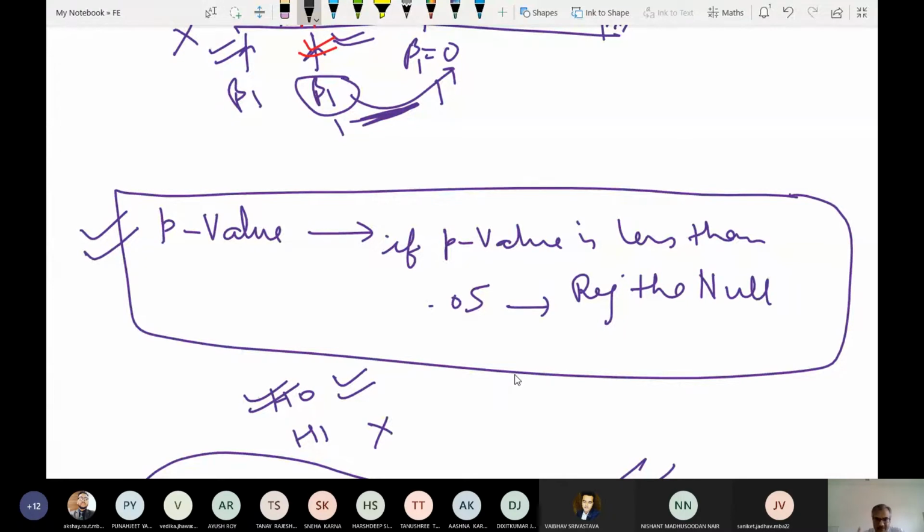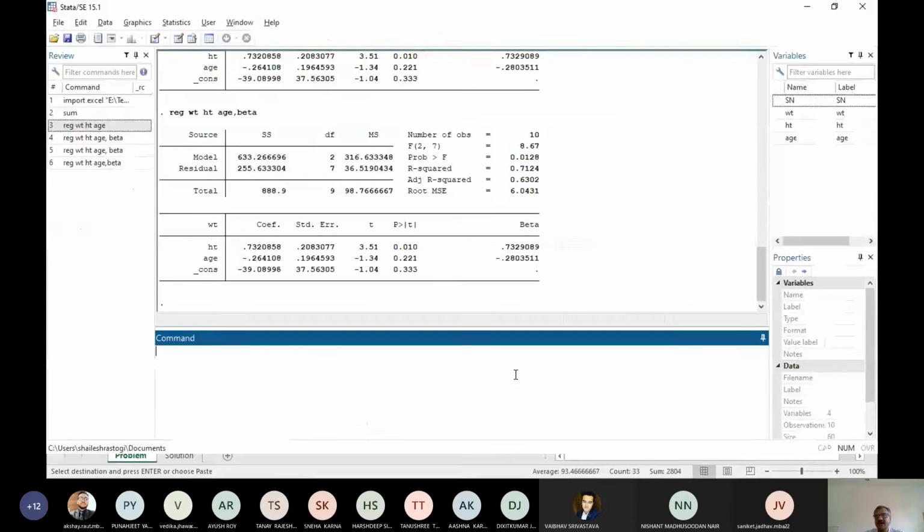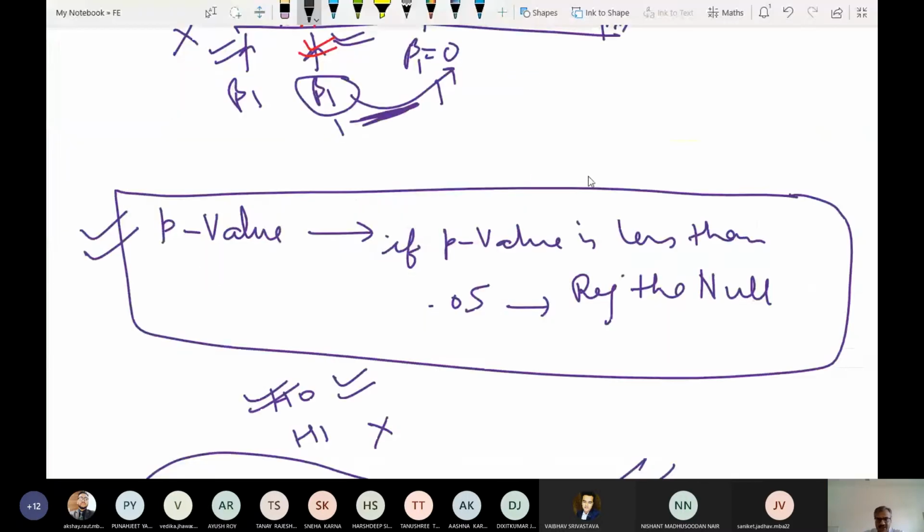Keeping this in mind, we will compare the p-value which we have found in our F statistics. And what we are finding, this p-value for the corresponding F-test is 0.0128. And we are very clear that 0.01, rounded off, is less than 0.05. 0.05 is high and 0.01 is less. So keeping this in mind, p-value is less than 0.05, 0.012 is less than 0.05, we are supposed to reject the null.